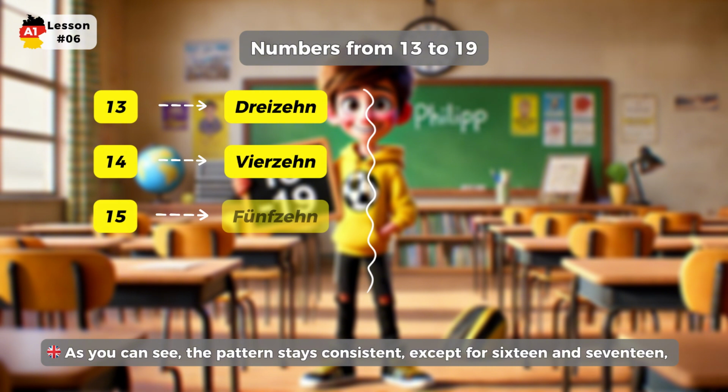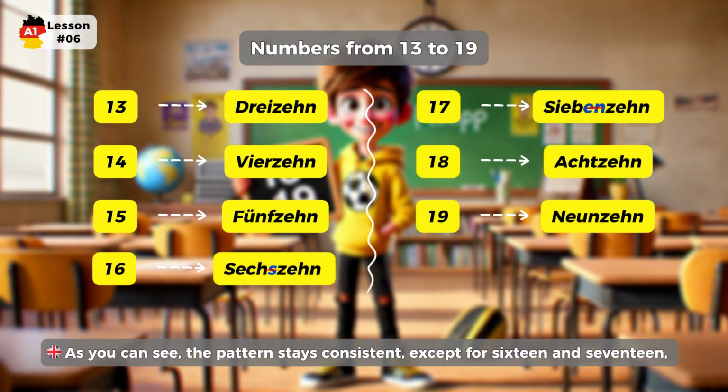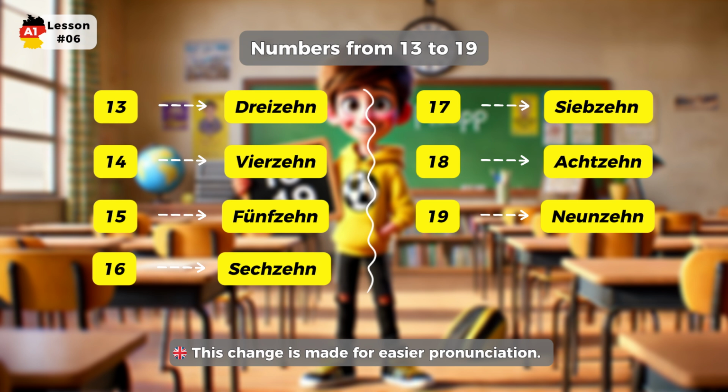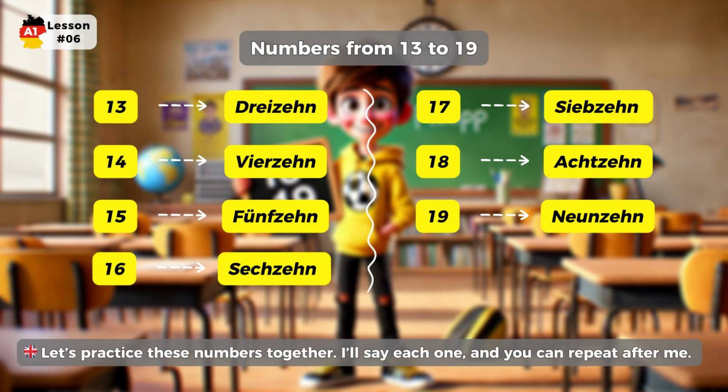As you can see, the pattern stays consistent, except for 16 and 17, where the ending changes slightly. In 16, the S from sechs is dropped, and in 17, the N from sieben is also removed. This change is made for easier pronunciation. Let's practice these numbers together. I'll say each one, and you can repeat after me.